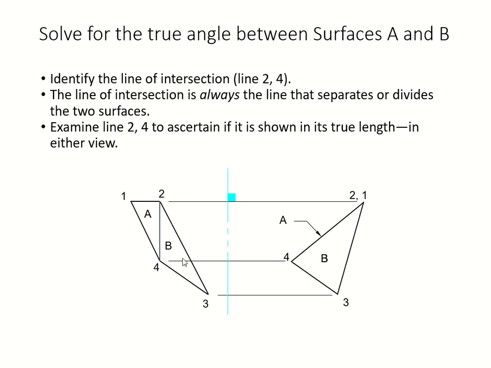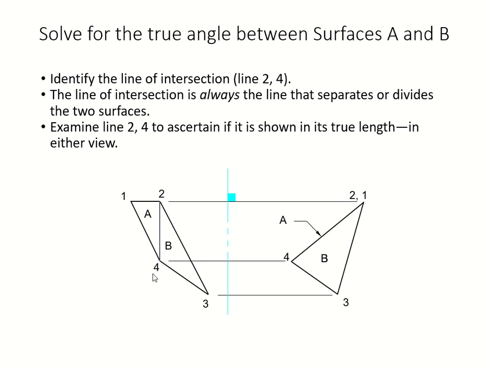Then we're going to look for the intersection of the two planes. From the front view, we have two surfaces A and B. They are intersecting right here at that line, so we identify line 2, 4 as your intersection. We call it the line of intersection because you're dealing with two surfaces. If you deal with two lines, it's going to be a point of intersection. Right now, you have the entire line between two surfaces, and they intersect each other. Therefore, this line is called the line of intersection, and it is line 2, 4.